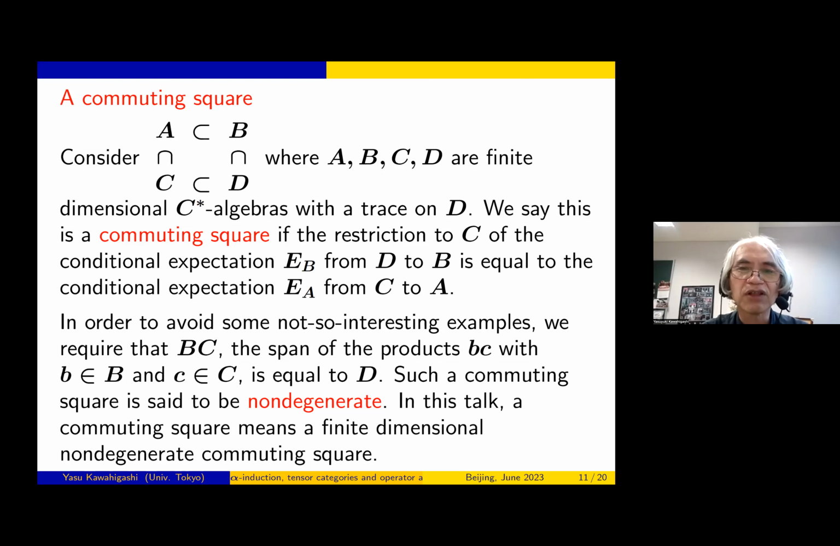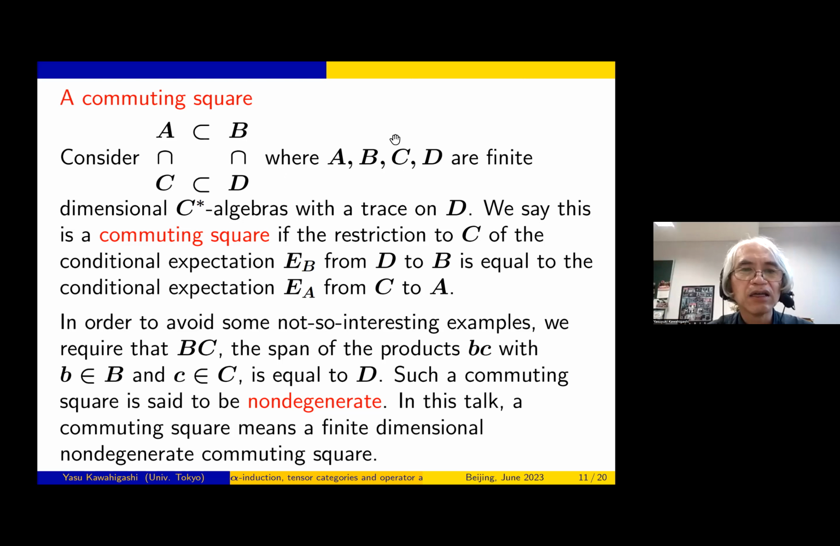trace, which is a linear functional on D, which satisfies trace of x times y is equal to trace of y times x, just like the ordinary linear algebra trace. And then we say this is a commuting square if the restriction of the, so we have something called a conditional expectation from D to B and also C to A. So if we have a trace, this is really like a projection with respect to the L2 inner product arising from this trace. So we have a projection from D to B and a projection from C to A. And if we restrict this projection to C, and we get the projection from C to A, then we say that this is a commuting square. So this is a commutativity of a certain diagram.